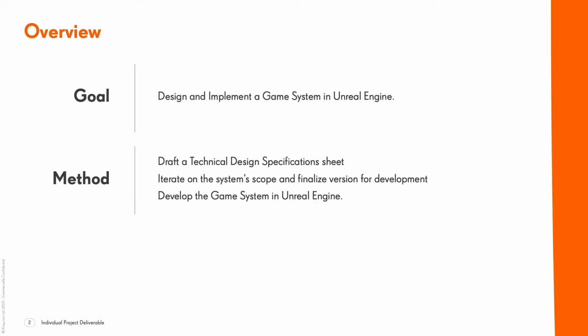So to start off with an overview, the goal for this assignment was to design and implement a game system using Unreal Engine. In order to do this, the method was to first draft a technical design specifications sheet, iterate on those specifications to adhere to a desired scope and a final version to agree upon for the final deliverable, and then finally develop the game system in Unreal Engine.